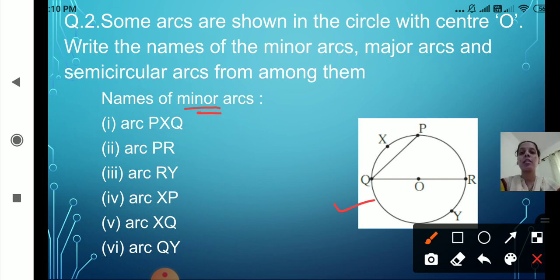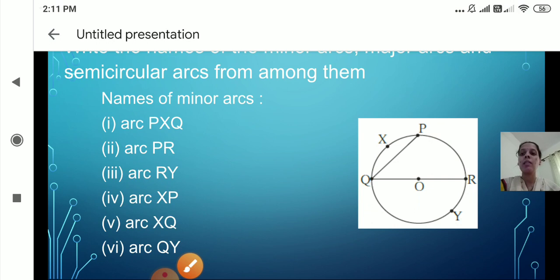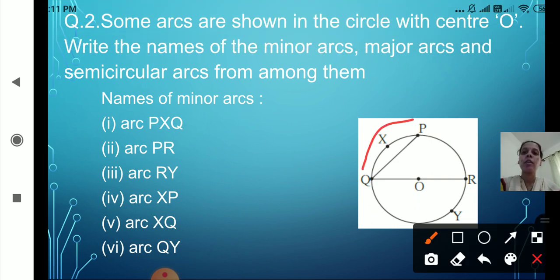So which are the minor arcs, that is, the smaller arcs? Arc PXQ, the first one. Arc PR, the second one. Arc RY, the third one. Arc XP, the fourth one. Arc XQ, the fifth one, and arc QY, the sixth one. So these are the six minor arcs, the smaller arcs. Once again we will see: PXQ, then PR, RY, PX, XQ and QY. These are the six minor arcs.